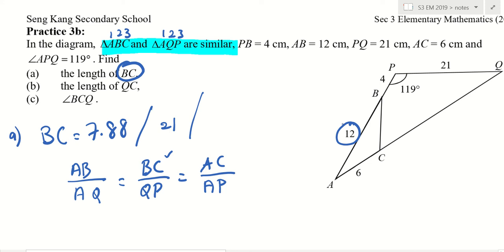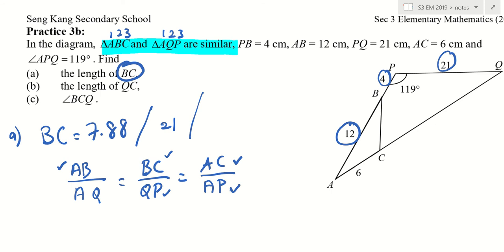Next, I want to put a tick beside all the alphabets that have the length. I have AB, so I tick. I have PB, no need. I have AC, I tick. I have PQ, I tick. I have AC, I have AP, I tick. Now, do you see, out of the six, I have four with tick.